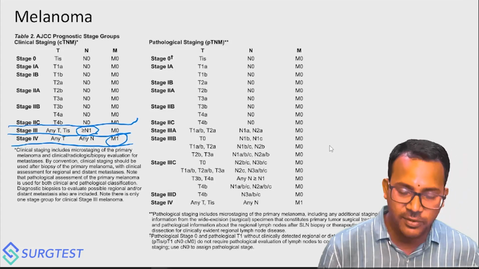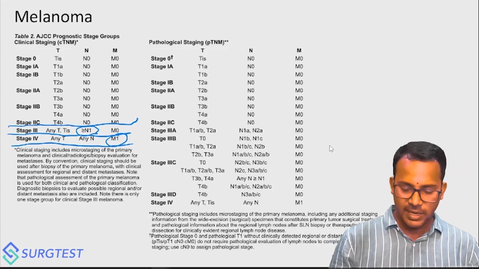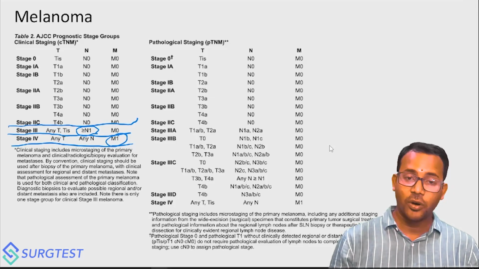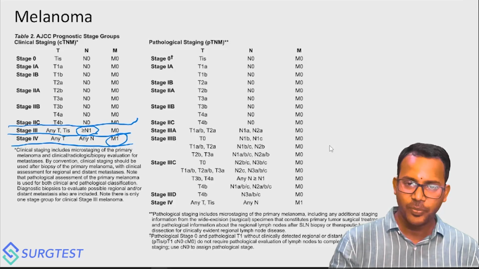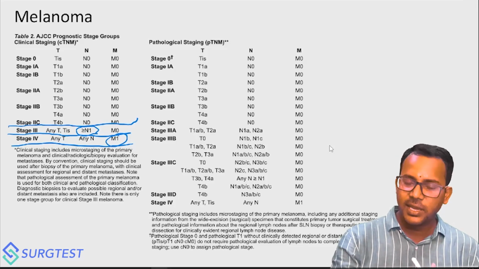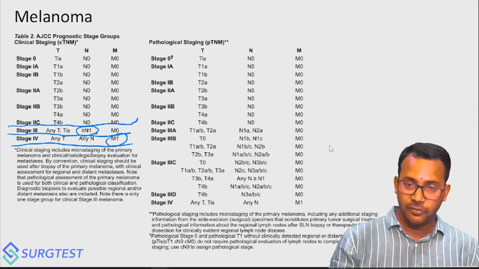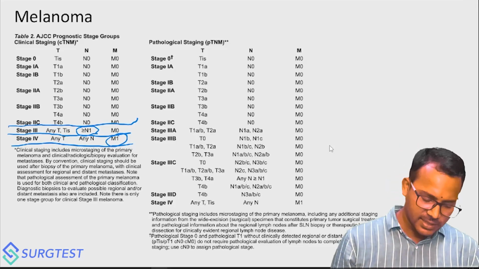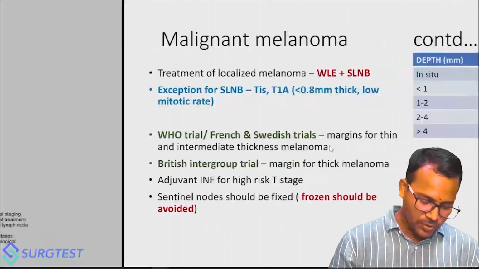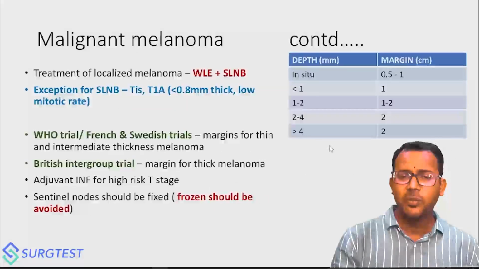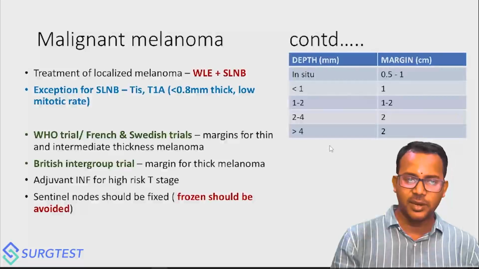Whenever you have nodes involved, either clinically or by an occult disease, or in-transit lesions are present, that means it is stage 3. Other than that, everything is an early stage disease, which is stage 1 or stage 2. If you have metastasis, it is stage 4. Okay, so I think that is sufficient for you to remember regarding the staging of malignant melanoma.